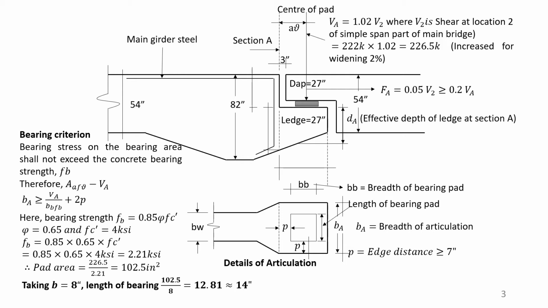The pad area will be 226.5 is the load here, and this 226 divided by 2.22 will give us a value of 102.5 inches square. Taking B as 8, as I have said, in the market there are several sizes, 8, 10 or 12. If we choose B as 8 inch, the length will be coming as 12.81 inch in calculation, and in practice we will be using 14 inch.